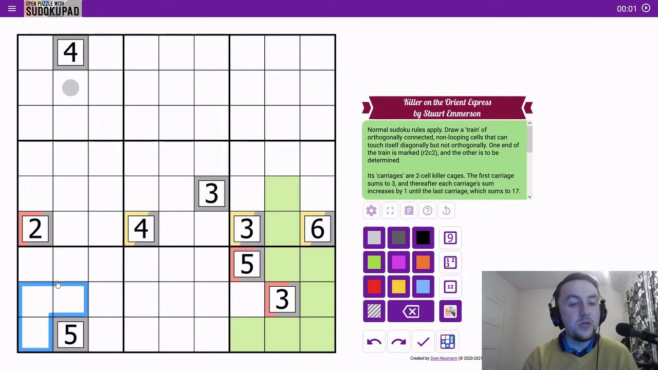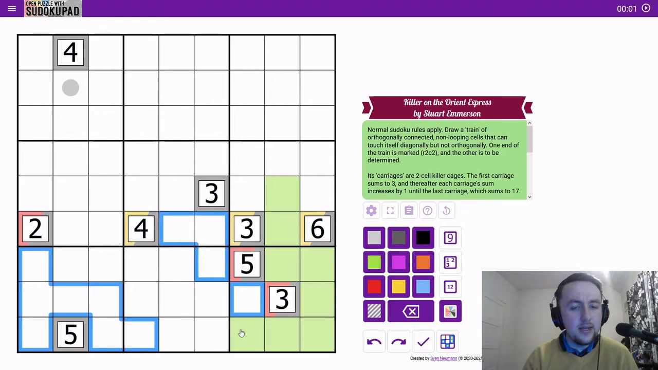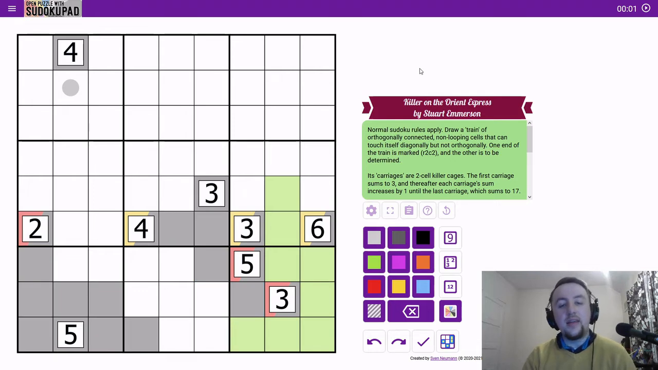So we can pretty much grey out everything that I didn't just highlight as a possible option. I think that's all of these cells. So it can do that, yeah. So all of those are greyed out. And that gives you more information about where the train can go.